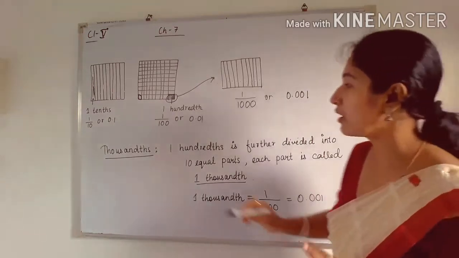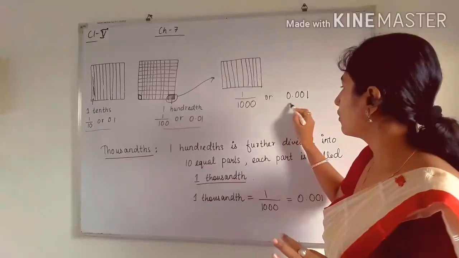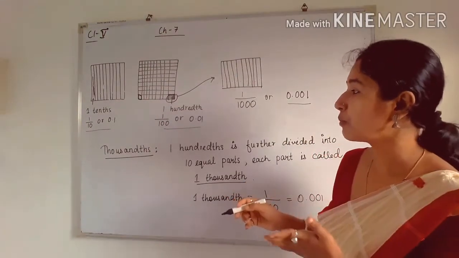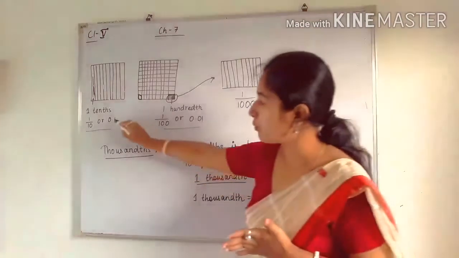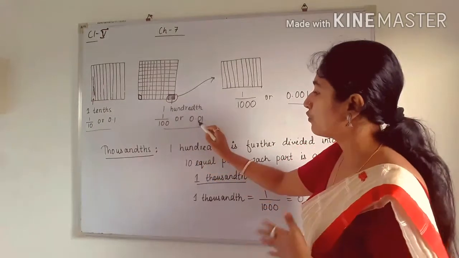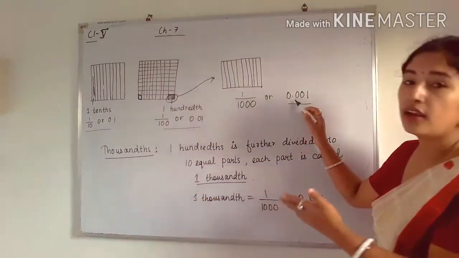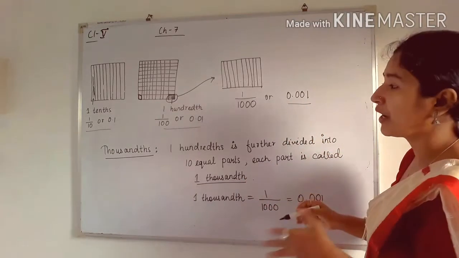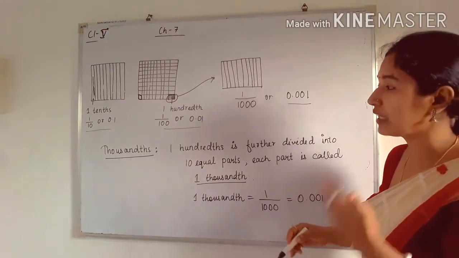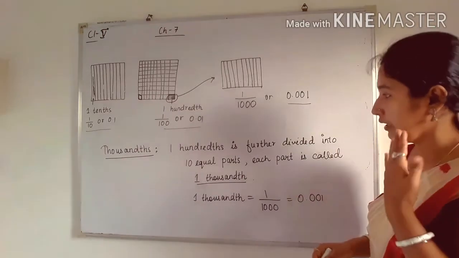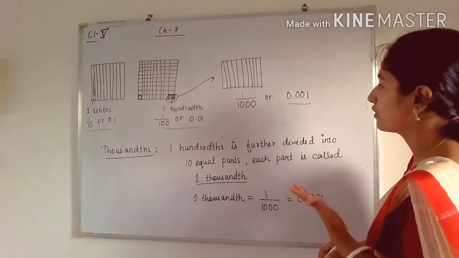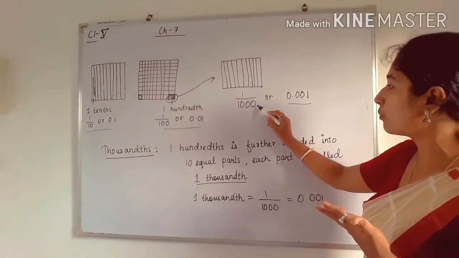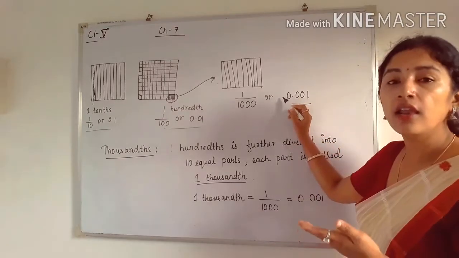Just compare all these things. See how the decimal point shifts. First the decimal point was here. Again it shifts to the left, and again it shifts to the left. Why is it going to the left? Because we are dividing by 10 in each case. That's why the decimal point shifts towards the left. If I put another 0 in the denominator, the decimal point again shifts to the left.